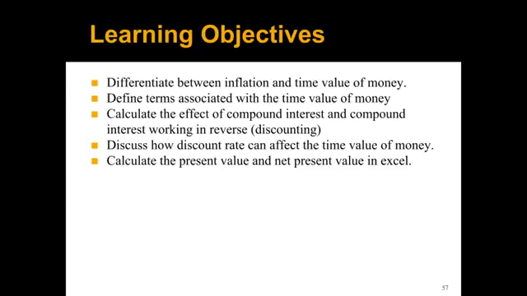So we're going to differentiate between inflation and time value of money. We're going to define terms associated with the time value of money and calculate the effect of compound interest and compound interest working in reverse, which we will call discounting, and discuss how discount rate can affect the time value of money, and calculate the present value and net present value in Excel. So let's get started.